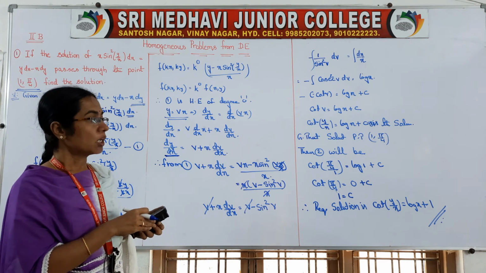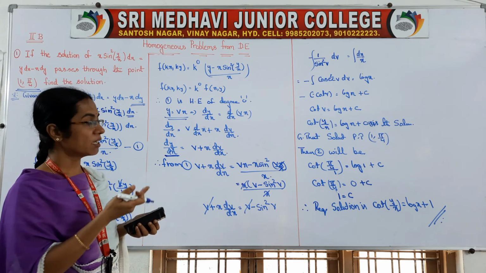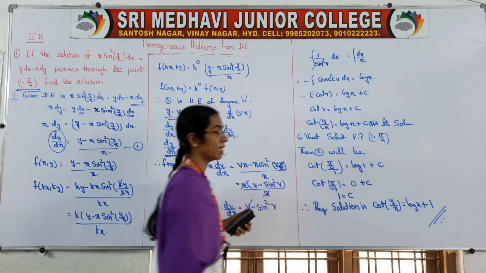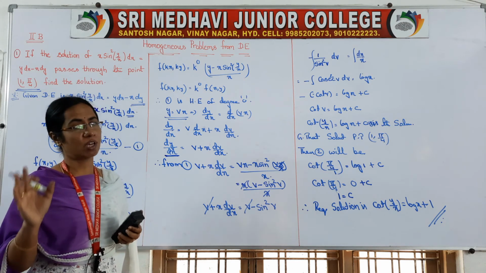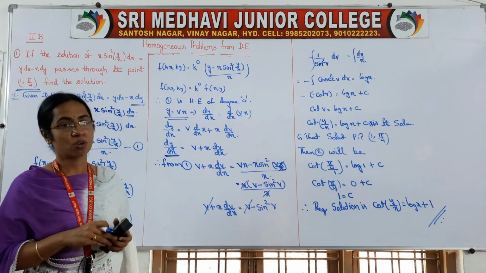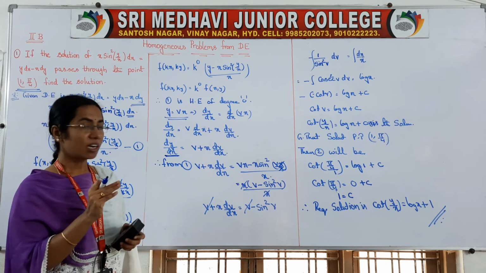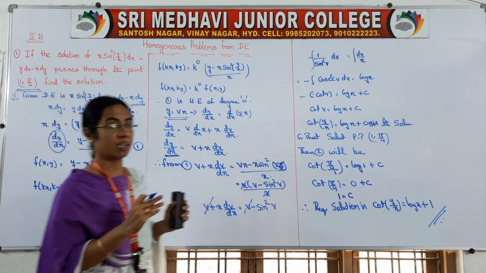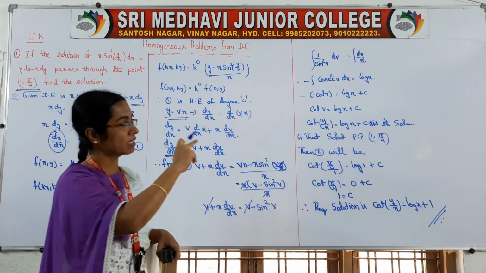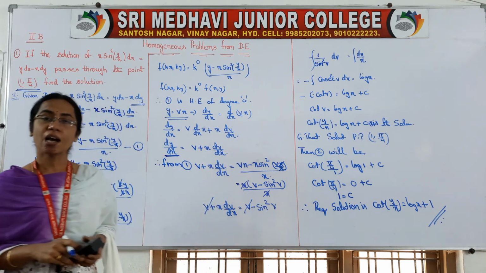So then pi by 4 by 1 means pi by 4, pi by 4 means 45 degrees. Cot 45 is equal to 1, so this is 1, and log 1 is 0, always. It is one formula we can remember: log 1 is equal to 0. So 0 plus c, so c is equal to 1. So we got the c value. Therefore the required solution is, our solution is in terms of c, isn't it? Cot of y by x is equal to log x plus c. In that c's place you substitute 1, that will be your answer.